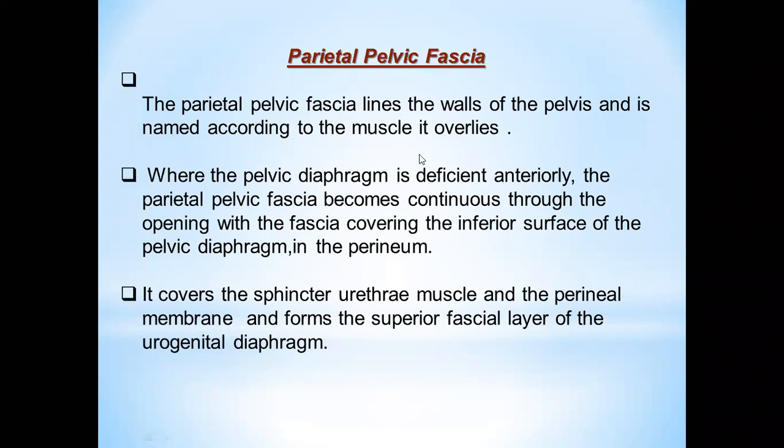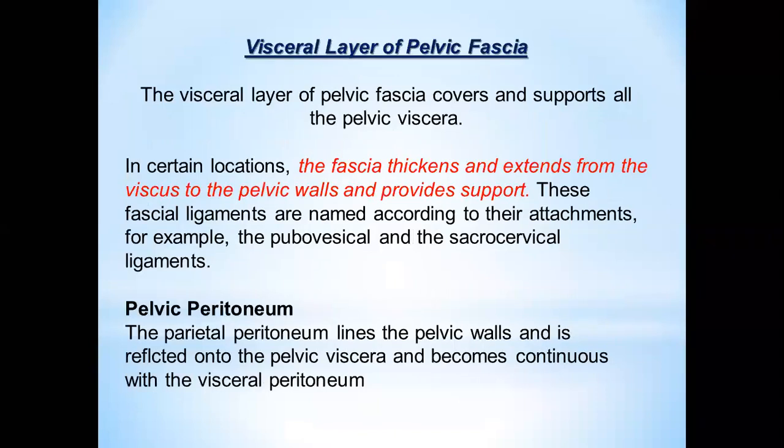This parietal pelvic fascia also covers the sphincter urethrae muscle and the perineal membrane, and it forms the superior fascial layer of the urogenital diaphragm. We are going to discuss what the urogenital diaphragm is, so it will be more clear to you at that point of time.